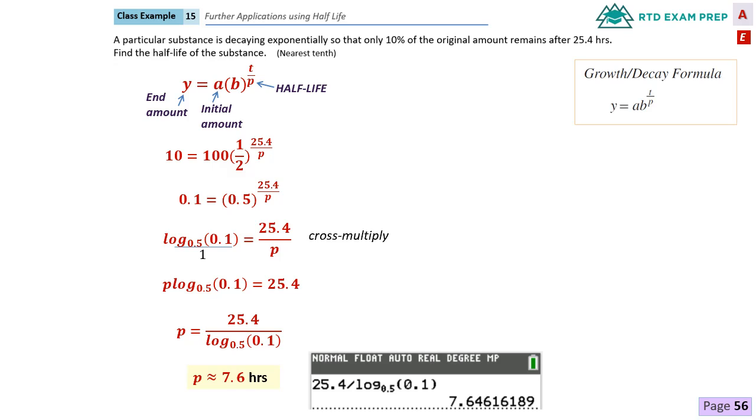Consider this. To get to 10% of your original amount, if you start at 100 and you were halving, you went from 100% to 50% in the first half-life, from 50% to 25% in the second half-life, from 25% to 12.5% in the third half-life, so you're almost there, and a fourth half-life would take you down to 6.25%. So we're looking for more than 3 and less than 4 half-lives. Well, more than 3 and less than 4 times 7.6 would put us at 25.4 hours.